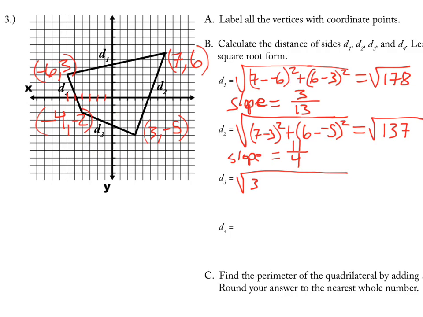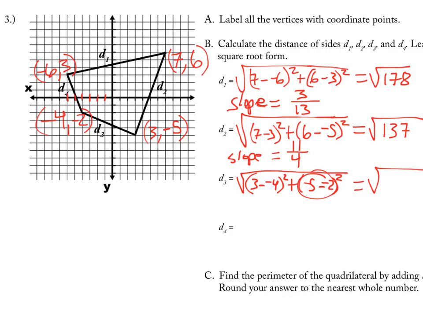The x's when you subtract them. So 3 minus negative 4, square that. And I'm going to add negative 5 minus negative 2. Okay, it gives you that. If you do 3 minus negative 4, you get 7. When you square that, you get 49.